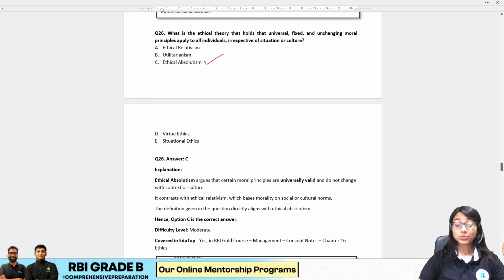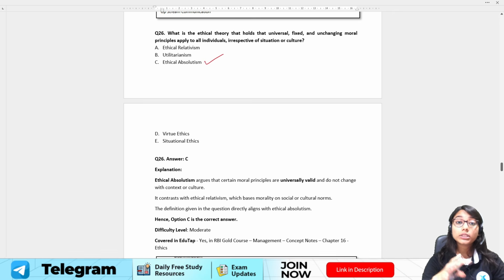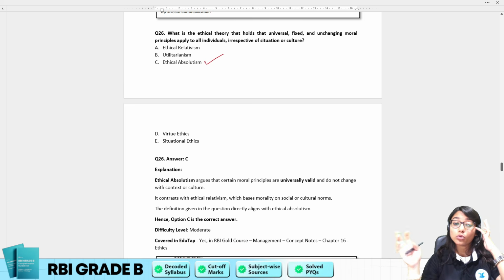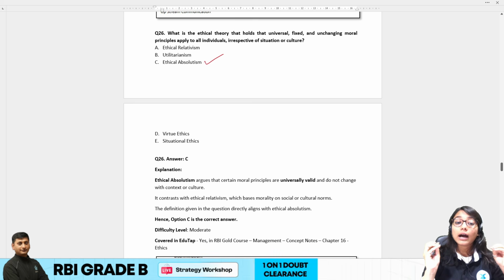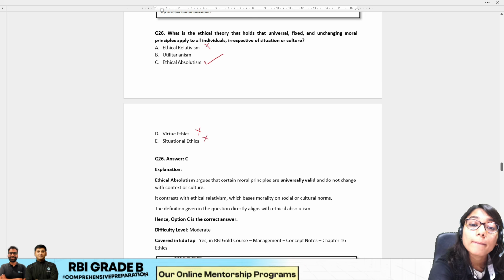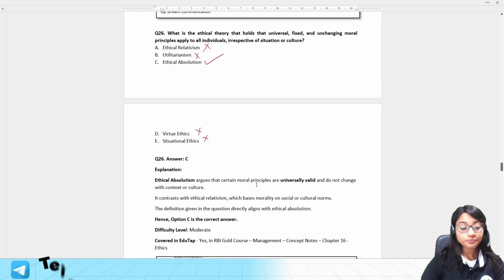Ethical absolutism says what? Your principles are absolute in nature, they are fixed, they are universal, such as don't lie, don't steal. Everybody says this in every culture, wherever you go. These are your basic principles of the foundation on which everything is based. And therefore, they are always fixed. Ethical absolutism. The other options are basically incorrect because they do not say that ethics are fixed.